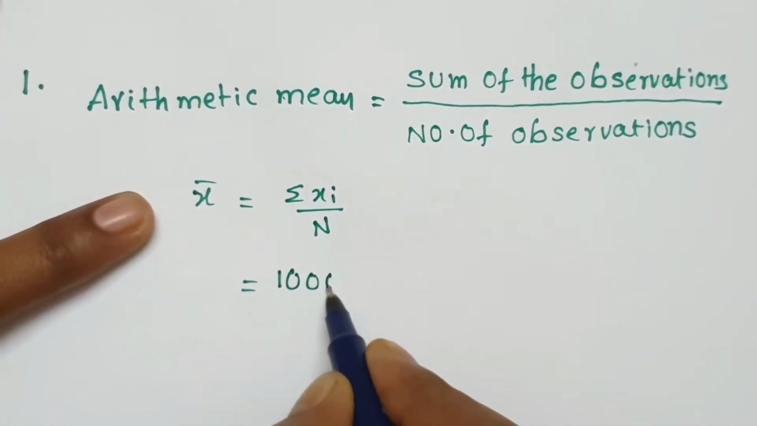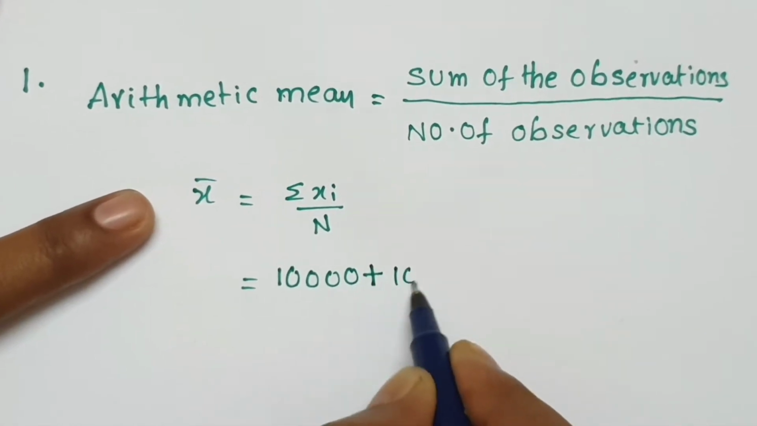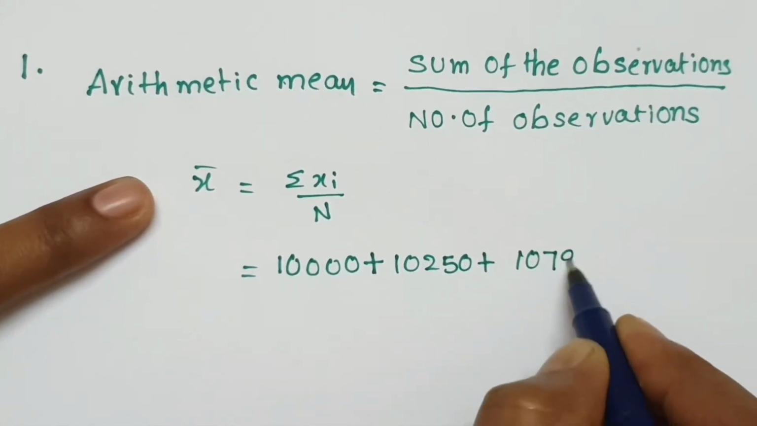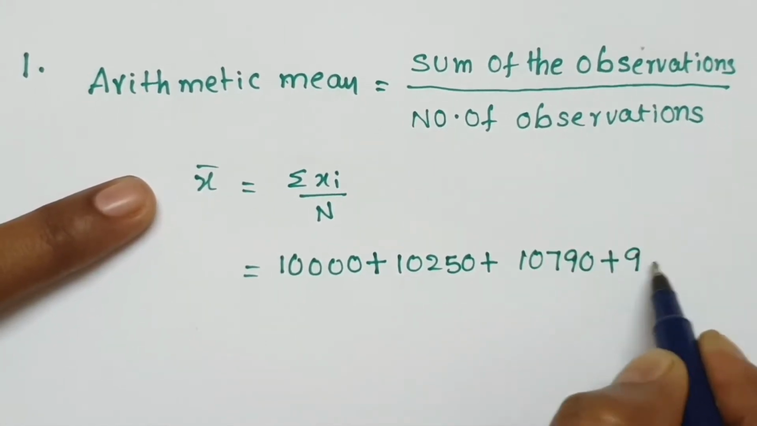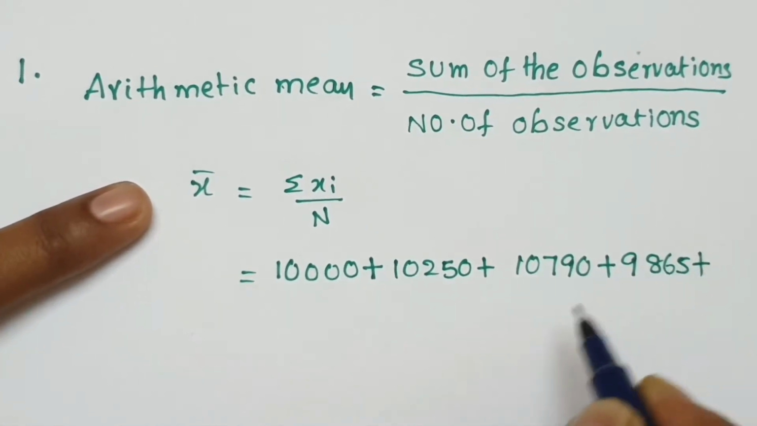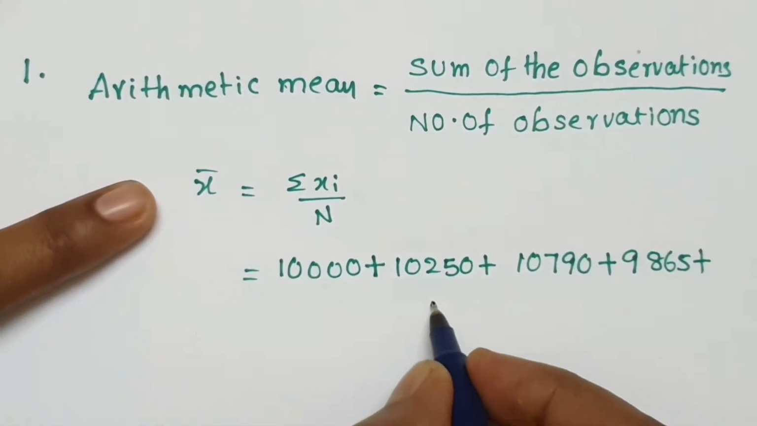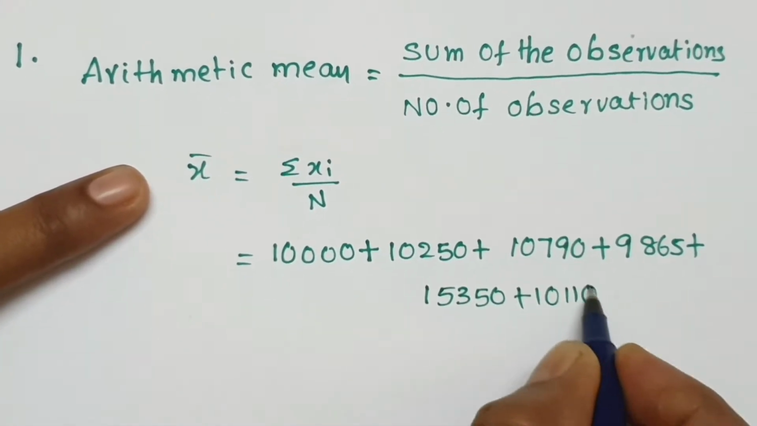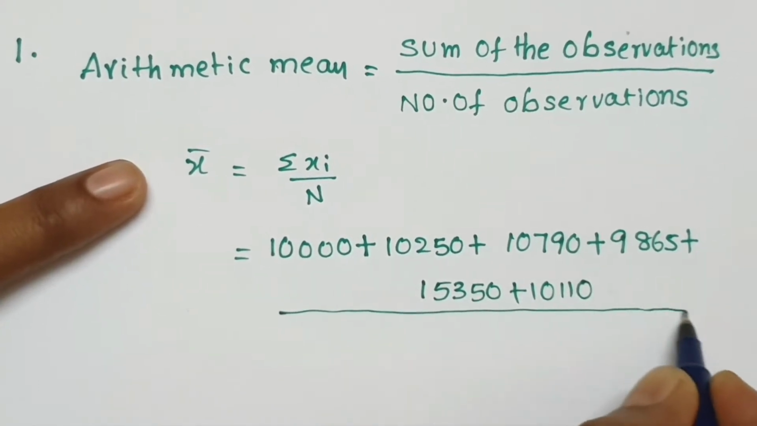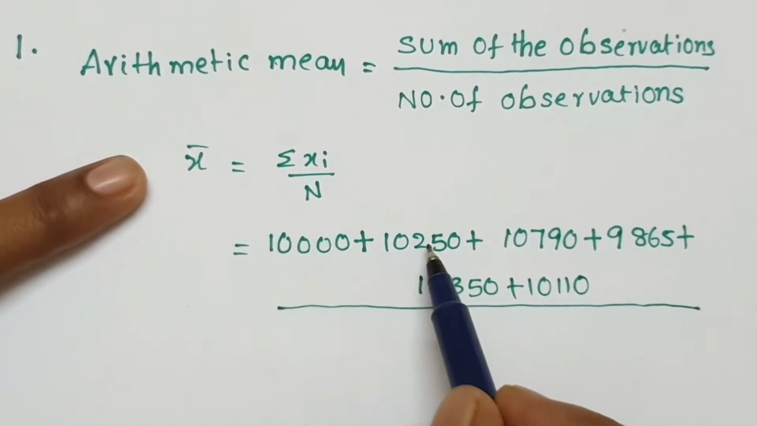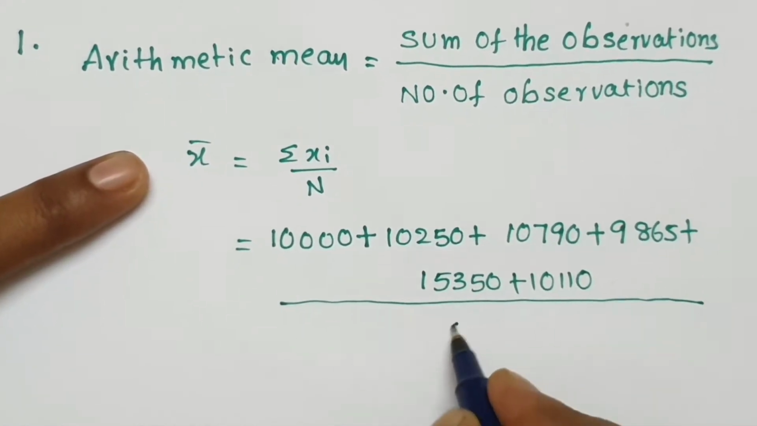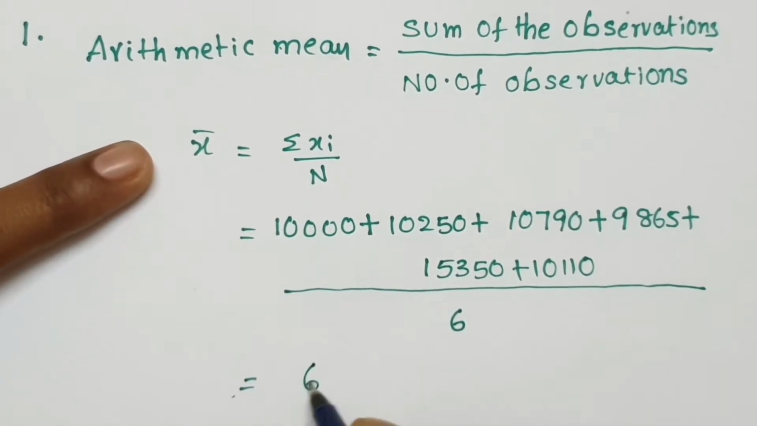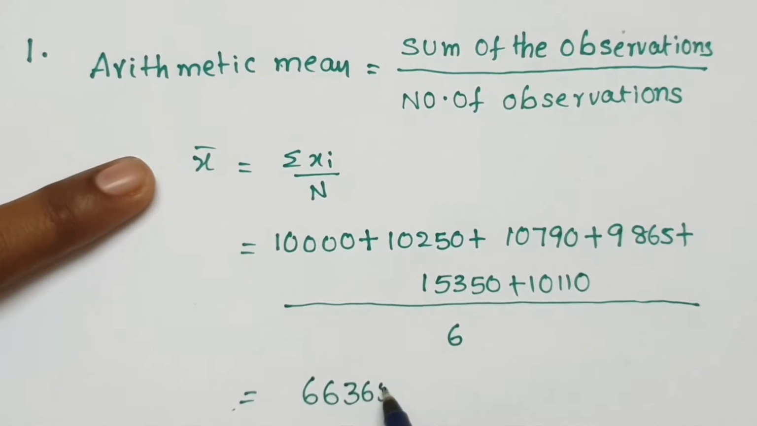So first one, they have given 10,000 plus 10250 plus 10790 plus 9865 plus 15350 plus 10110, by how many observations in total here? 1 2 3 4 5 6. This total we add, we get 66,365 by 6.